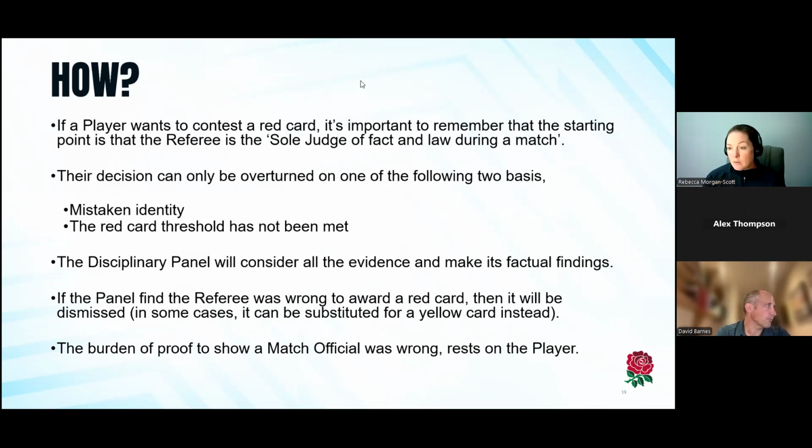So the panel, if the player wants to contest it, would then have to consider all of the evidence and make its factual findings. If the panel find that the referee was wrong to award a red card, either on the basis of mistaken identity or that the red card threshold wasn't met, then the red card can be dismissed. In some cases, it could be substituted for a yellow card instead, or alternatively, the red card is just dismissed in its entirety and the player is free to play.